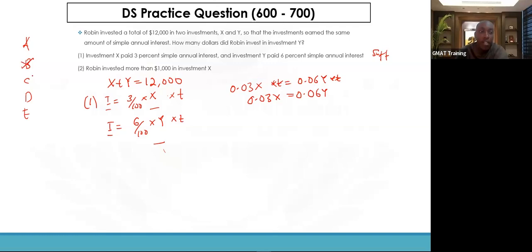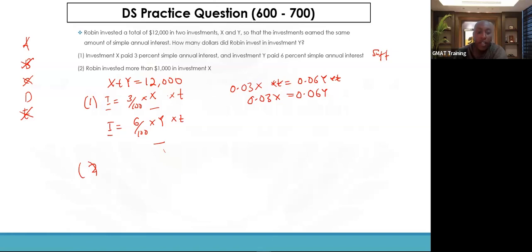And therefore, B, C, and E are out. In statement 2, Robin invested more than 1,000 in investment Y. Does it give any substantial information that you can find the values of X and Y? No, we don't know. This is ratio information. We know that the X value is more than 1,000, and it can have different values and actually have the same interest. And the values of Y are actually different. I can give this a try.